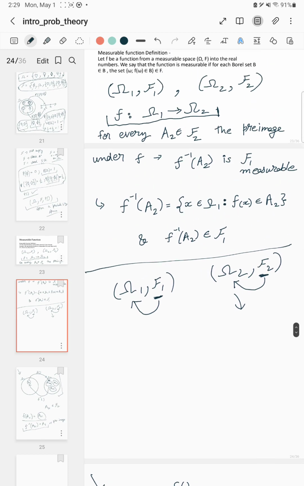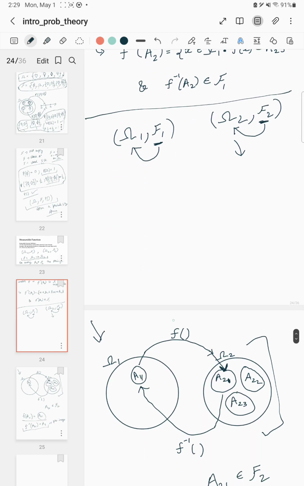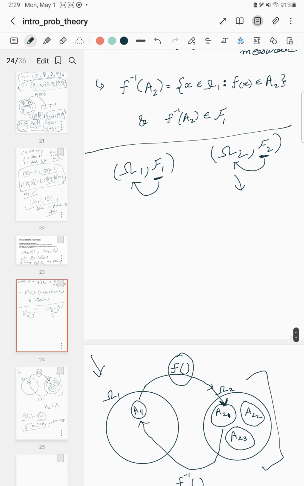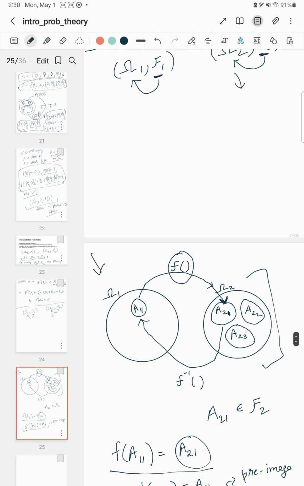Now, for f to be a measurable function, for every set A2 present in the sigma algebra F2, if we take the pre-image of every such set, it should point to a set in the sample space omega 1, and that set should be present in the sigma algebra of omega 1, which is F1.